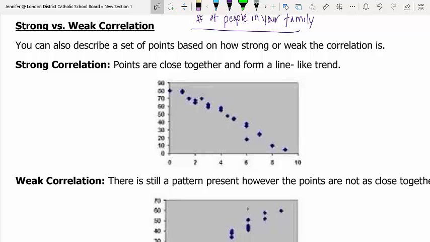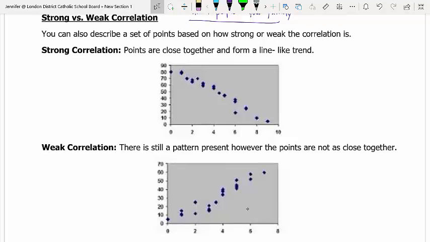So another way that you can talk about what you see in a graph is by talking about whether the correlation is strong or weak. A graph that has a strong correlation means that the points on the graph all fall into a nice line, but also the points are very close together. Whereas a weak correlation is, there's still a correlation, so they still fall in a line, but it's weak, so the points are not super close together. So here's the difference.